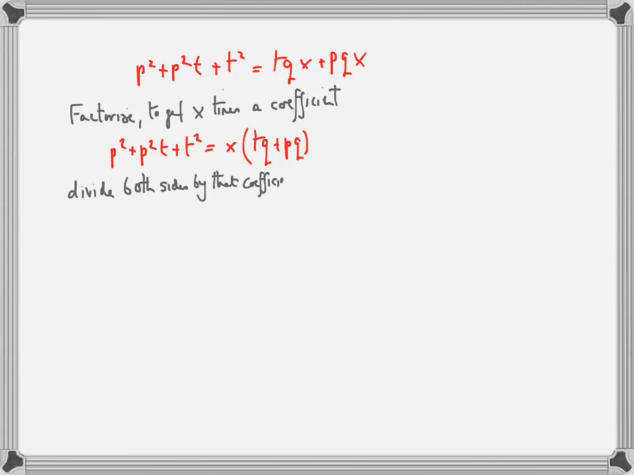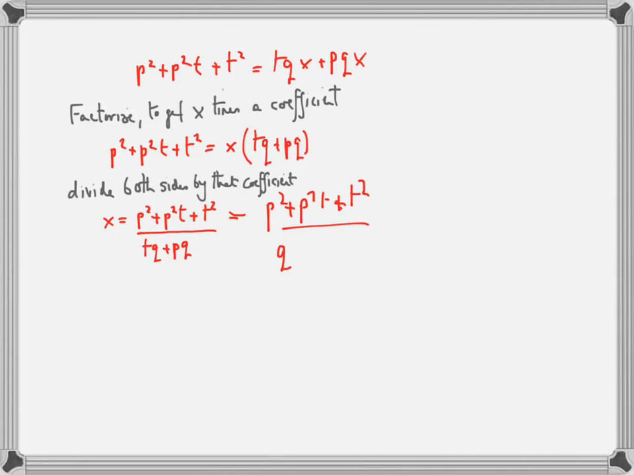And that means on the left we now have just x on its own equals p squared plus p squared t plus t squared divided by that coefficient. And that's the answer. We could take it just a little bit further. We could factorize the bottom because we just have a q on the bottom there. So we could say that is going to equal p squared plus p squared t plus t squared on the top divided by, take out a factor of q and leave t plus p inside the bracket.